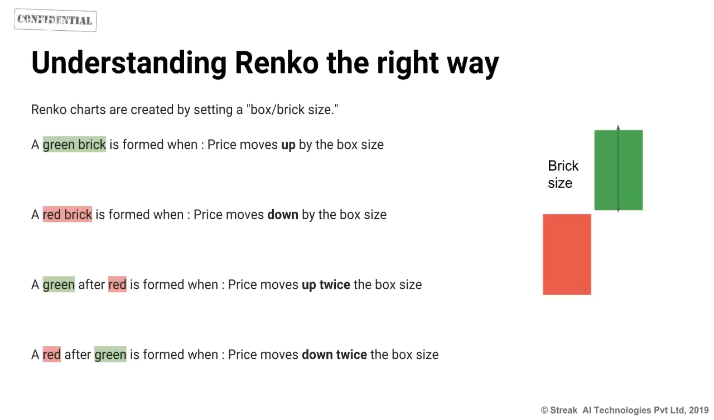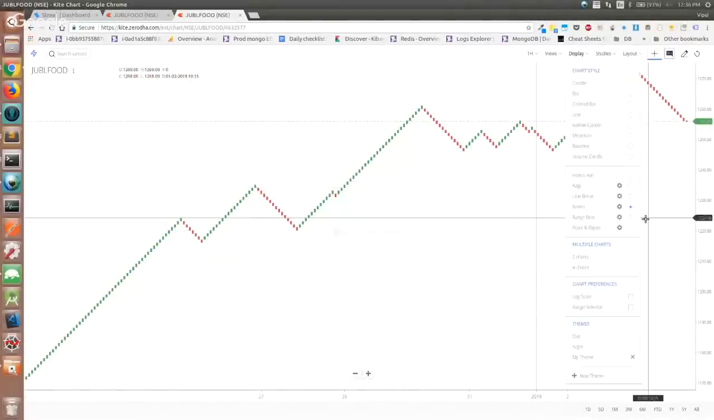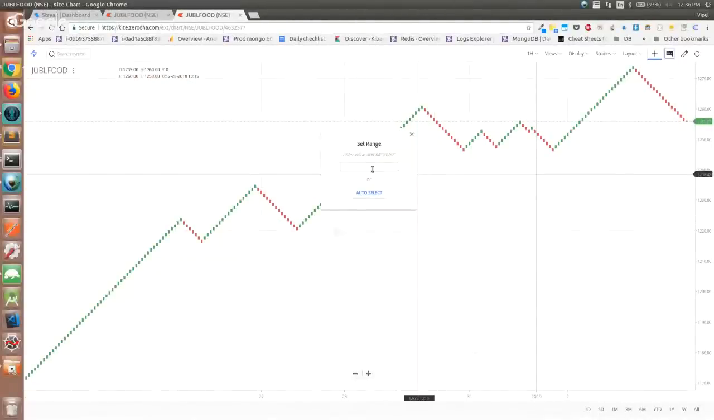A green Renko bar is formed when price moves up by the brick size. This is very key. You should keep this in mind, right? The green Renko bar forms when the price moves up by the brick size. What is brick size? Basically, when you are setting Renko, you have to give the amount that the stock has to move for a bar to get formed, right?